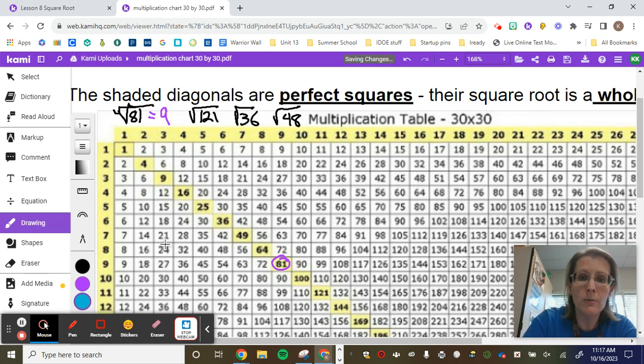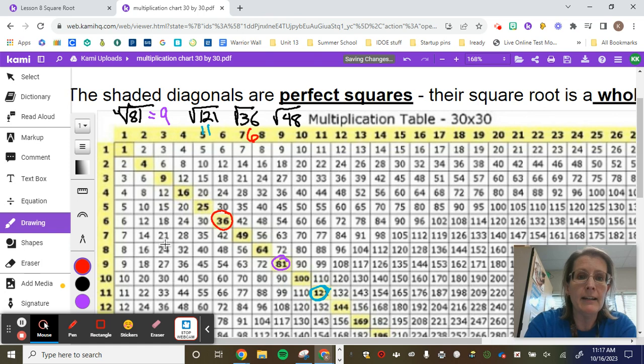And then 121. So I look till I find 121. That would be 11 times 11. So the square root of 121, I didn't give myself enough room, that's going to be 11. You're going to write this on page 64. Then 36. So the square root of 36, I see 36 on the diagonal. So the square root of 36 is 6 because 6 times 6 is 36.